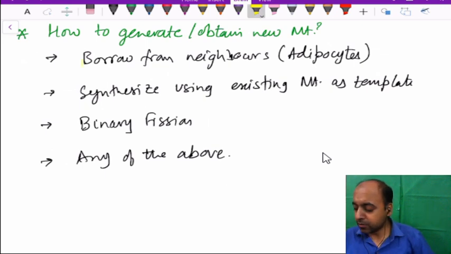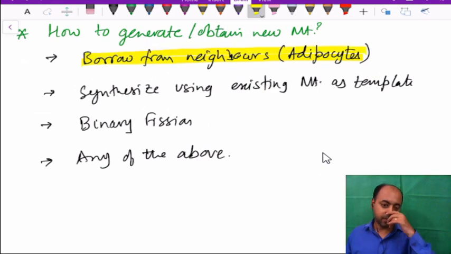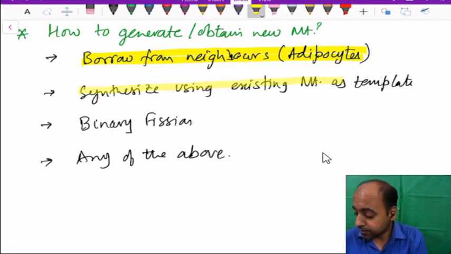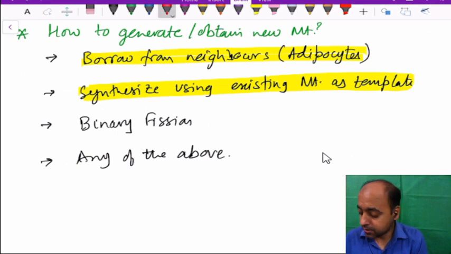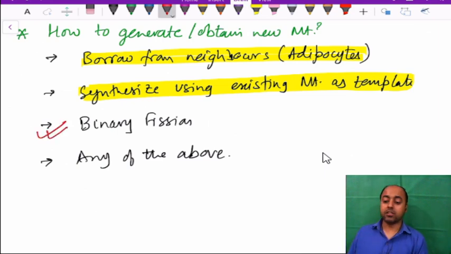See, we cannot borrow from the neighbors. The mitochondria cannot cross the cell membrane, so we cannot borrow from the neighbors. The mitochondria has a membrane. It also has the DNA. So we cannot synthesize mitochondria using the existing mitochondria as a template. From where will you get the DNA? So the only answer left is the binary fission.